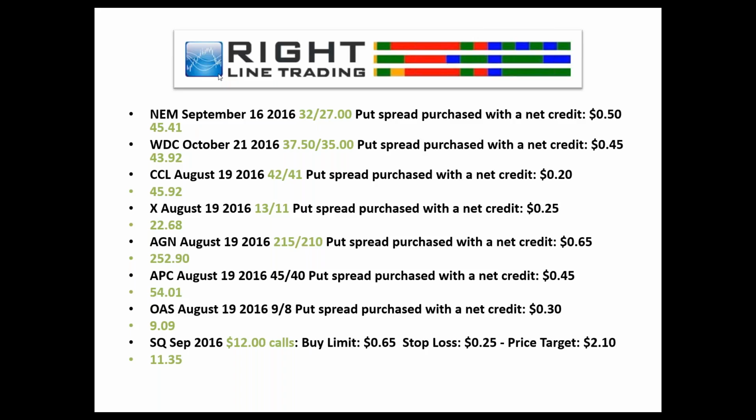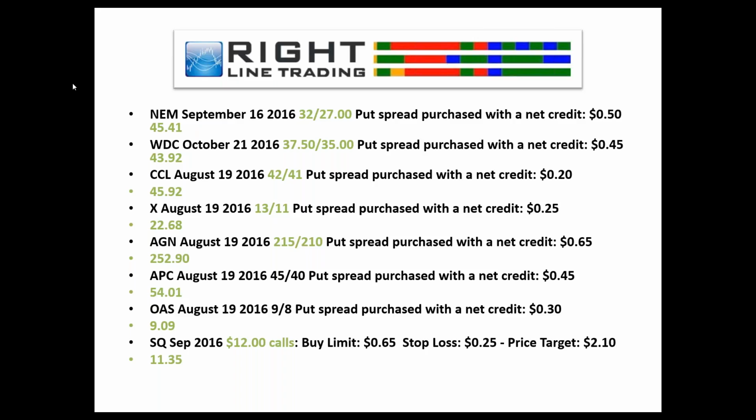Now, right now, I had a put spread working on Newmont Mining. It'll expire in September. It's a 32/27 put spread. That means we sell the 32 put and we buy the 27 put on the September 16th expiration date, and we get a net credit of 50 cents. Now, Newmont is currently trading at 45.41.